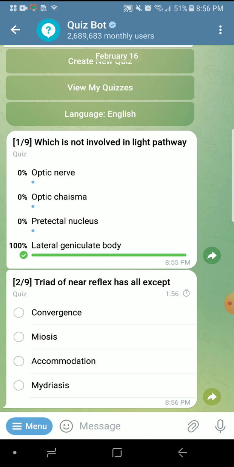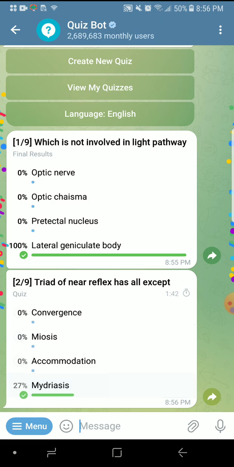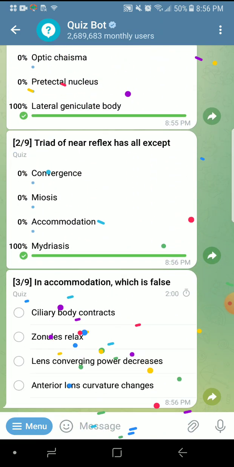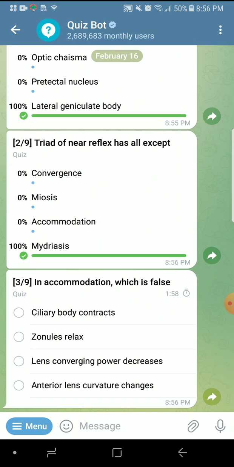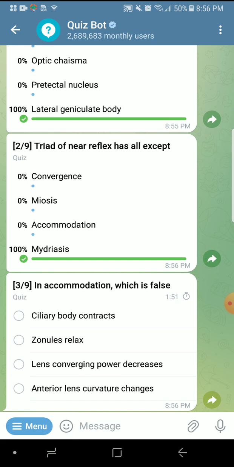Now, the triad: whenever you see near objects, there is a pupil constriction, but pretectal nucleus is not involved. So miosis is there. Both eyes going inside, that is convergence, and you see near because of a thing known as accommodation, which is the next question, but dilatation of eyes is not there. Now why do you see near objects? Because light goes to the visual cortex, and from visual cortex the impulse directly goes to Edinger-Westphal bypassing the pretectal.